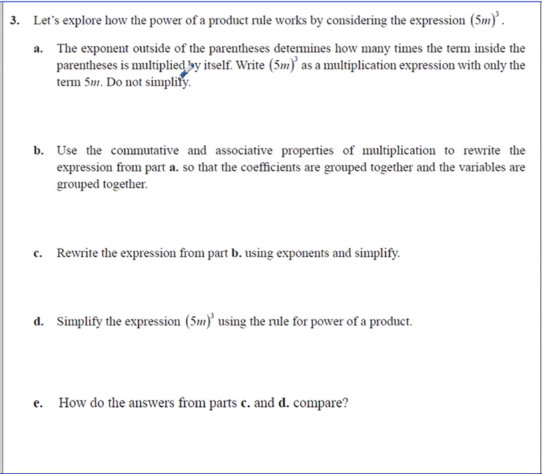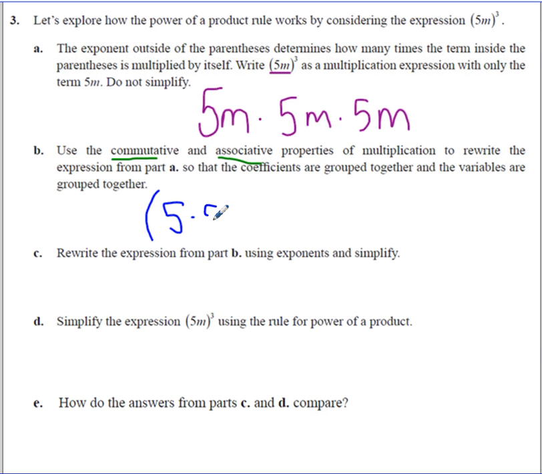Let's show an example of how this works. Again, if we show repeat multiplication inside the parentheses, we have 5m, and the 3rd power tells us we're multiplying it by itself 3 times. Now it says use the commutative property and associative properties. Remember, commutative, commute, can move back and forth. An associative, associate, or group together. So they want us to group our 5s together and our m's together, and then simplify.